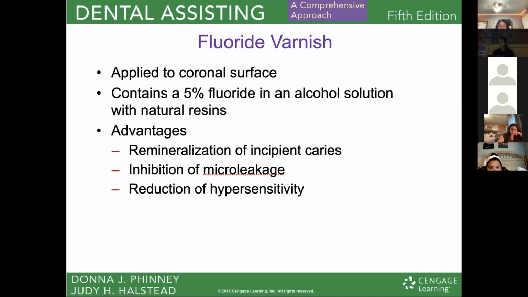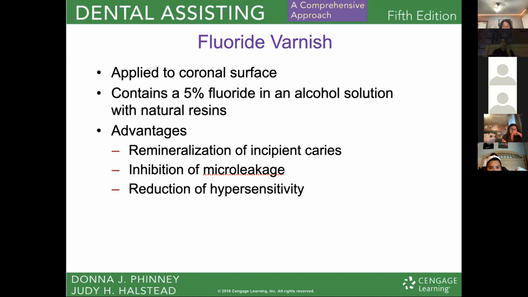Fluoride varnish is usually applied to the coronal surface. So this is usually the more modern type of fluoride that we use in the dental office. Contains about 5% fluoride in an alcohol solution with natural resins. The advantage of fluoride varnish is that it can oftentimes remineralize incipient caries. So these are like baby cavities that have just barely started. They haven't gotten through the enamel yet. Okay, these can actually be reversed with fluoride varnish.